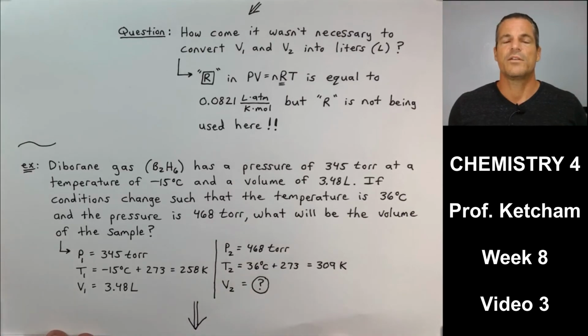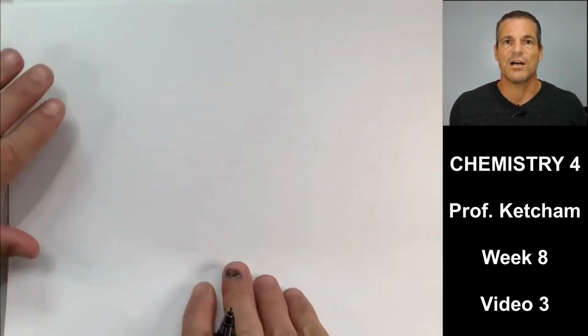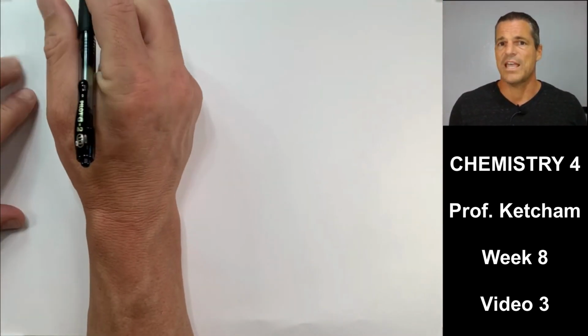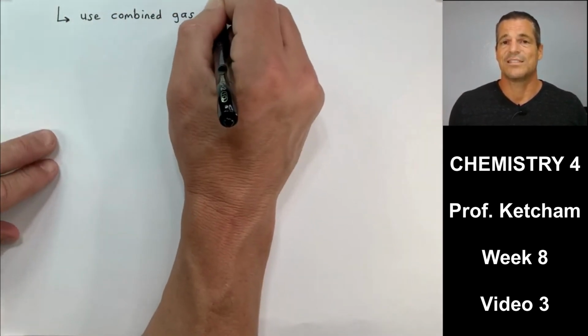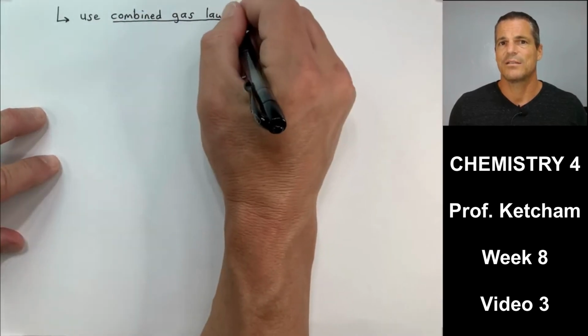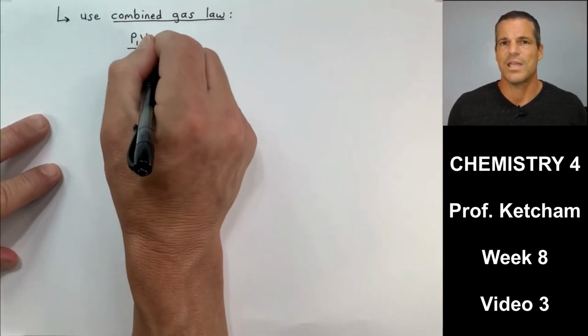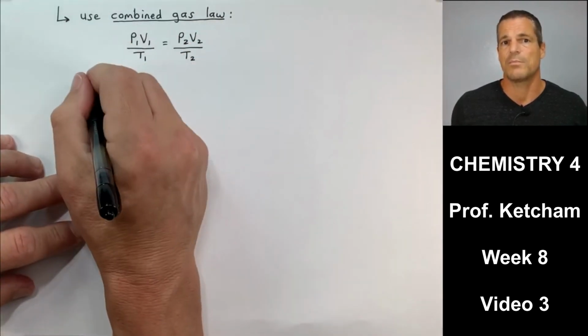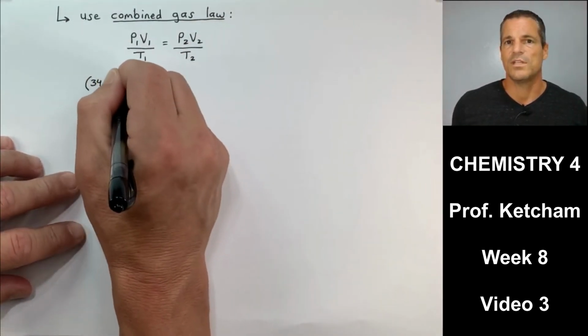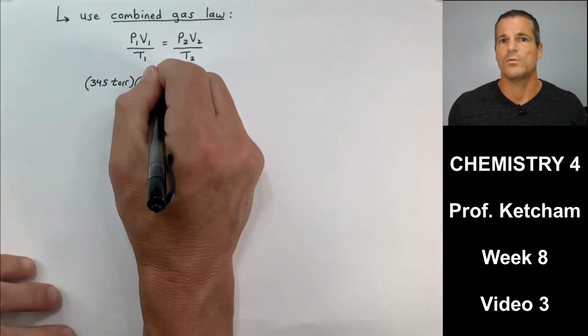So this is going to be the combined gas law, except I don't have to include the N1 or N2 because it's the same sample of gas. So N1 equals N2, it drops out. This is a combined gas law problem. P1 V1 over T1 equals P2 V2 over T2.